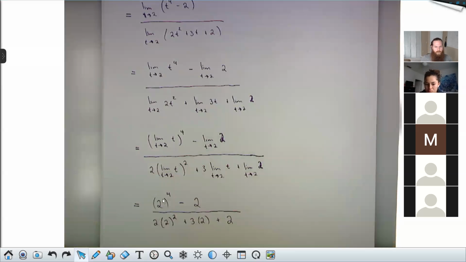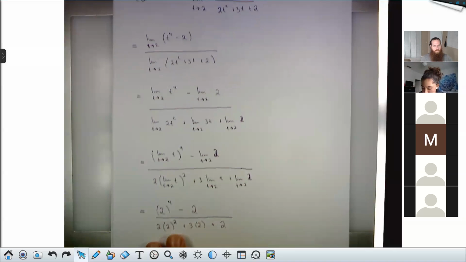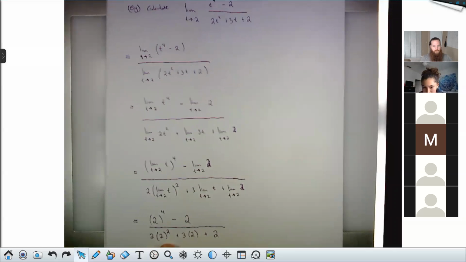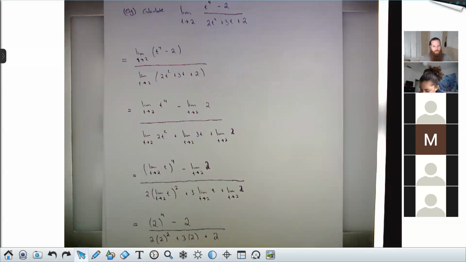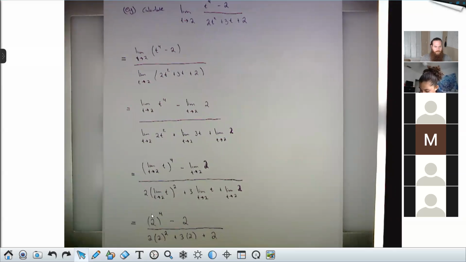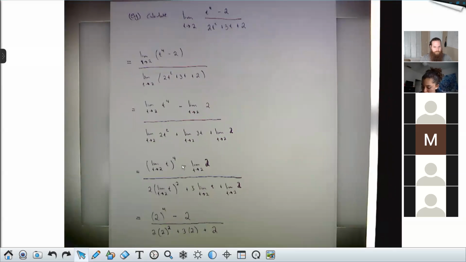So compare what we get at the bottom here using all of those limit laws to what we had at the very start. Can we fit it all in here? There it is. Can you guys see all of this? Compare what we have at the end here to what we have at the start here. What do you notice?